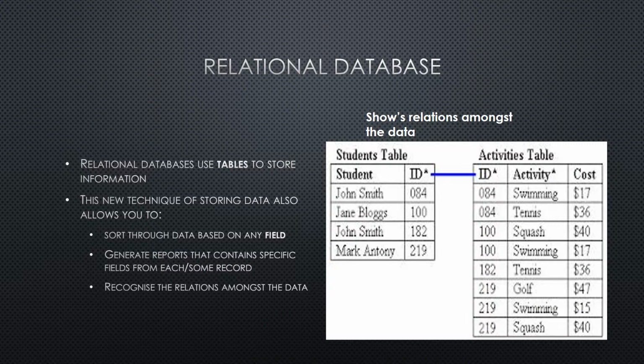Relational databases use tables to store information. This new technique of storing data also allows you to sort through data based on any field, generate reports that contain specific fields from each or some records, and recognize the relations amongst the data. You would search through the databases by using queries such as SQL queries, to call certain fields and display them in a report or in a table.